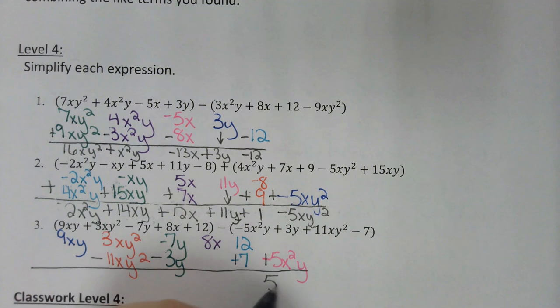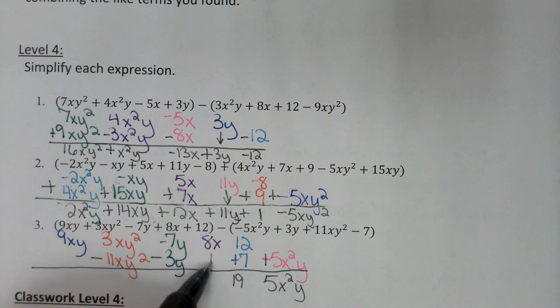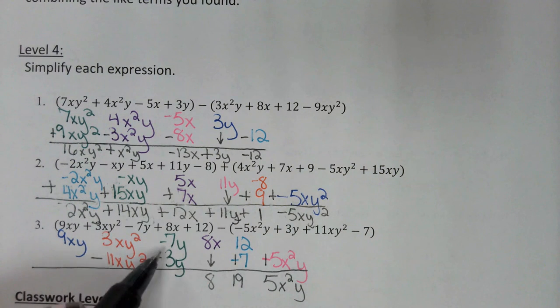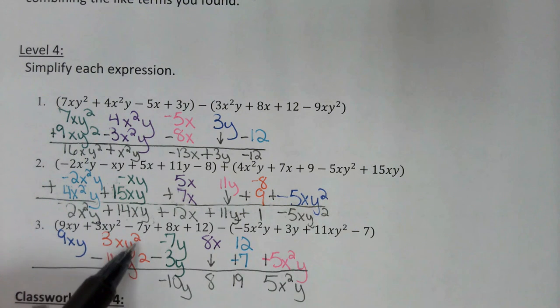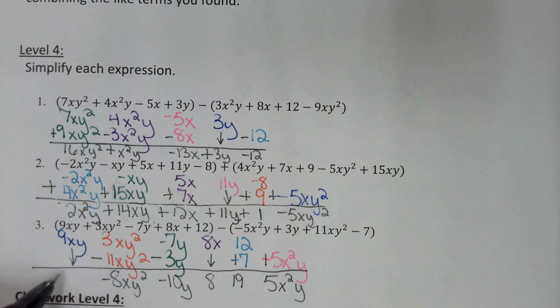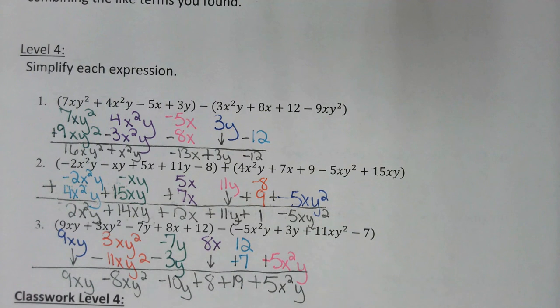We have 5x squared y. 12 plus 7 gives me 19. And the 8x will come down. Negative 7y minus 3y gives me negative 10y. 3xy squared minus 11xy squared gives me negative 8xy squared. And then 9xy comes down as well. And we'll put addition signs to separate out any terms that aren't already separated.